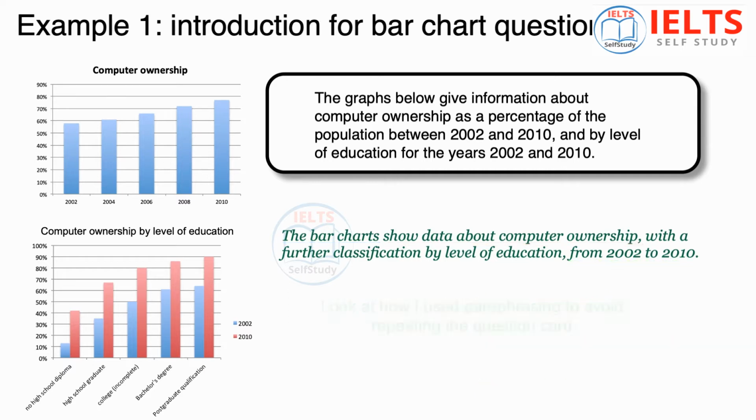Look at how I used paraphrasing to avoid repeating the question card. Instead of saying, the graphs below give information about, I wrote, the bar charts show data about. And to mention the second piece of information, level of education, I wrote, with a further classification by level of education.